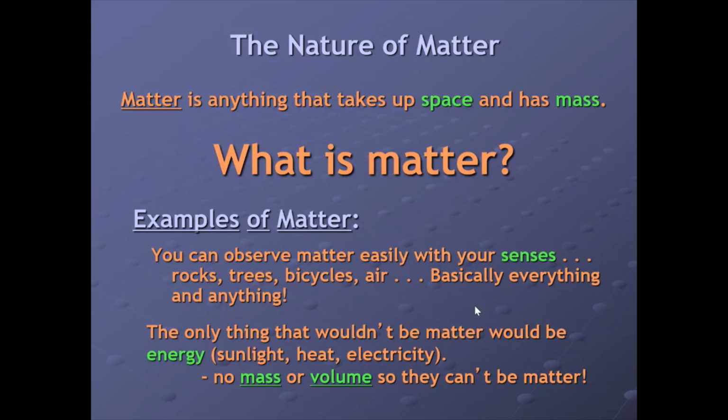But just a recap on what matter is, right? The nature of matter: it's anything that takes up space and has mass. Some examples of matter, again, pretty much everything that you can think of is matter, with a few exceptions. You can observe matter easily with your senses, right? We talked about observation earlier in the term. Things that you can observe with your senses are things like rocks, trees, bikes, air, basically almost anything. The only thing that wouldn't be matter would be things like energy. So, like sunlight, heat, electricity, those are not matter because they have no mass or volume, right? So they can't be matter because they don't fit the definition.